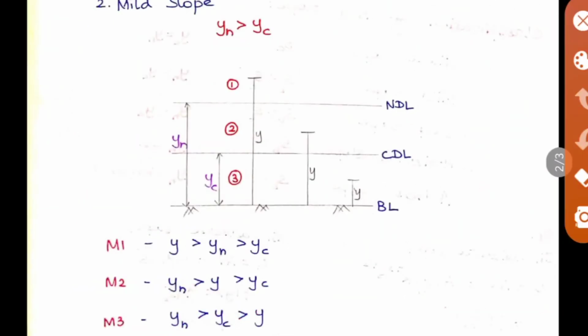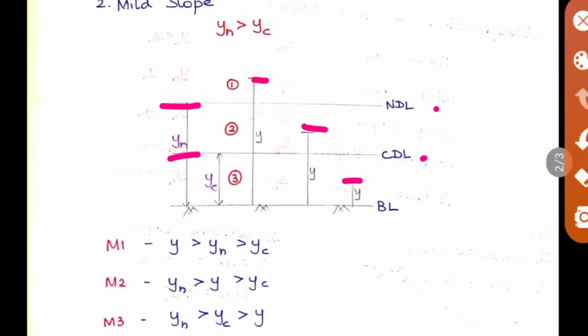And the second one is your mild slope, so we denote it as M here. Mild slope means yn will be greater than yc, so you get NDL greater than CDL here. So we can take 3 points of y here, and here yn also is greater than yc.